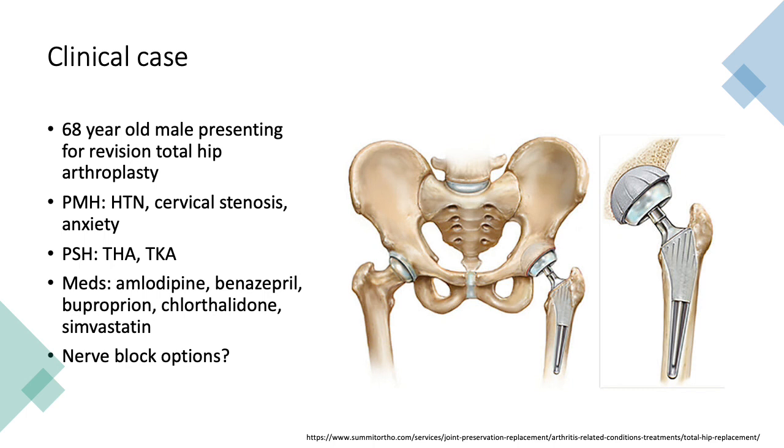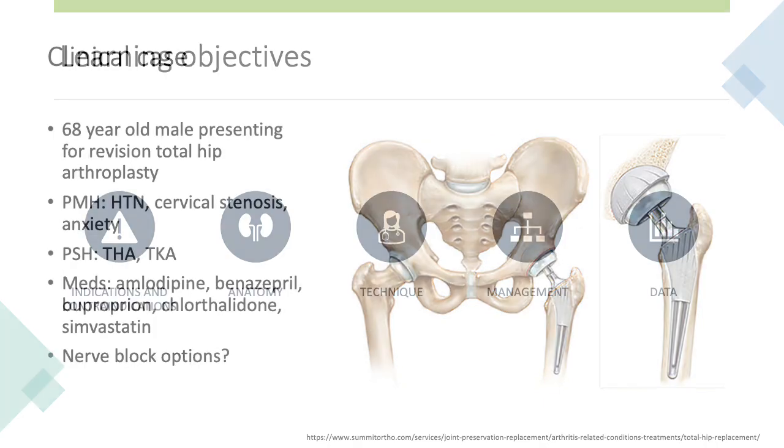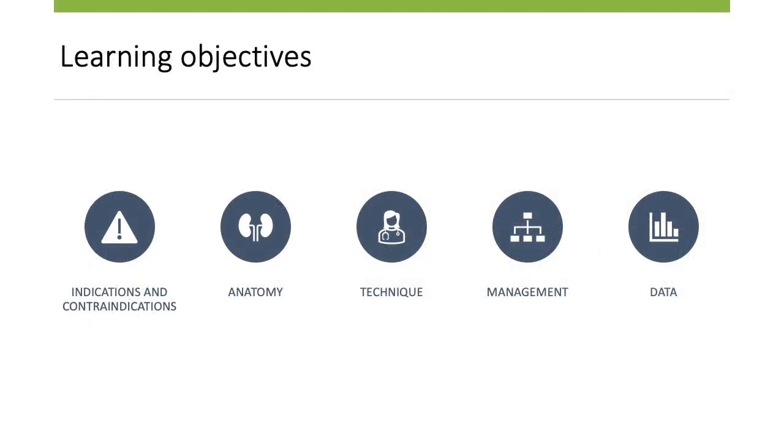Nerve blocks for hip surgeries include epidurals, femoral and fascia iliaca blocks, lumbar plexus blocks, and the topic of today's discussion, the quadratus lumborum block. The learning objectives include the indications and contraindications for the quadratus lumborum block, the relevant anatomy, the technique and management of the block, as well as some data pertaining to the efficacy of the nerve block.